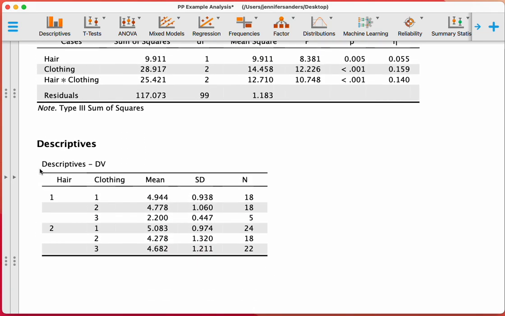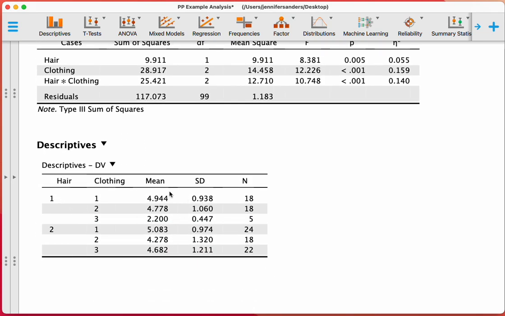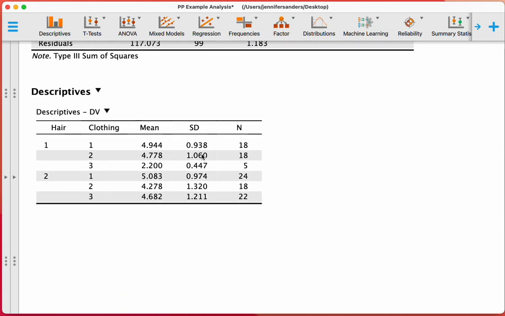We'll look at the descriptives. So these are the cell means. These are the means that we use to make our interaction figure. And the way that we read this is kind of separating them into columns. So we have hair and clothing. And so I can bring the codebook into the screen.